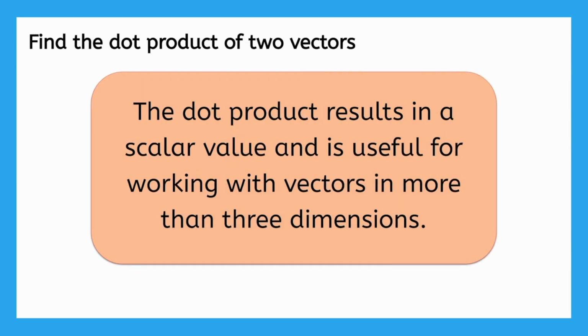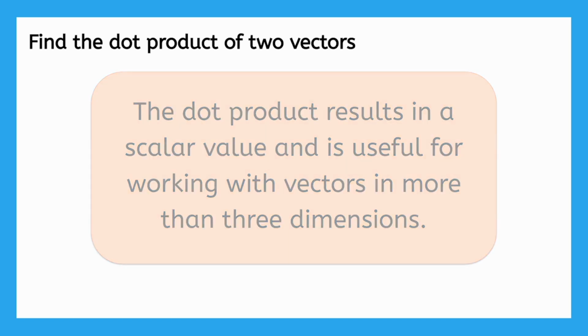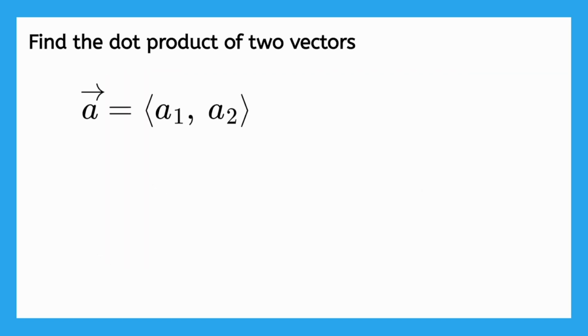The other method of multiplying vectors is called the dot product. The dot product results in a scalar value and can be used with vectors in any dimension, but it's especially useful for working with vectors in more than 3 dimensions. Let's learn how to find the dot product of two two-dimensional vectors.